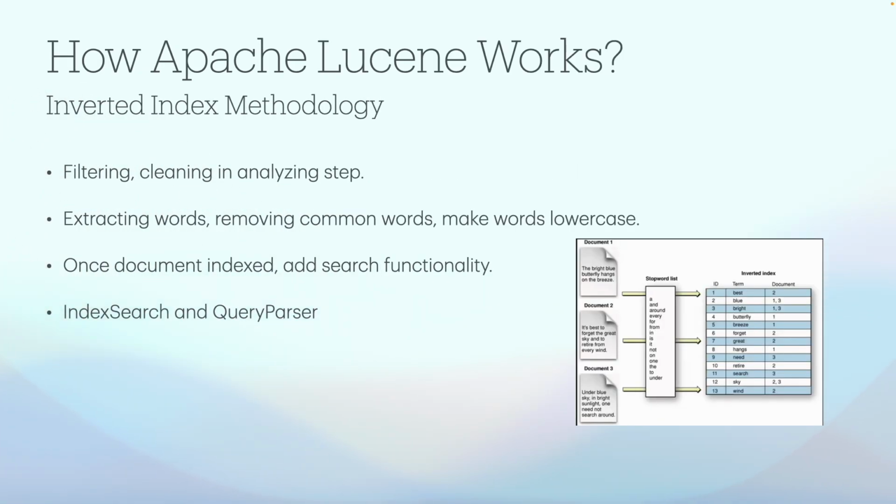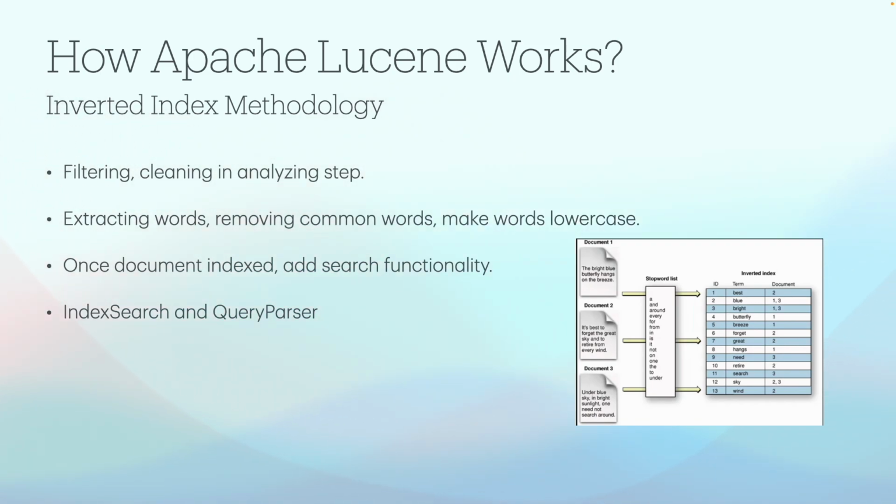So how does Apache Lucene work? As I told you before, the inverted index methodology is the main methodology of Apache Lucene. As you can see on the right of the screen, there are three documents with different sentences inside, and there are common words which are going to be removed from the inverted index table. While indexing documents, you are creating an inverted index in Apache Lucene. The terms in an inverted index have unique IDs and the documents that are matched with these terms.